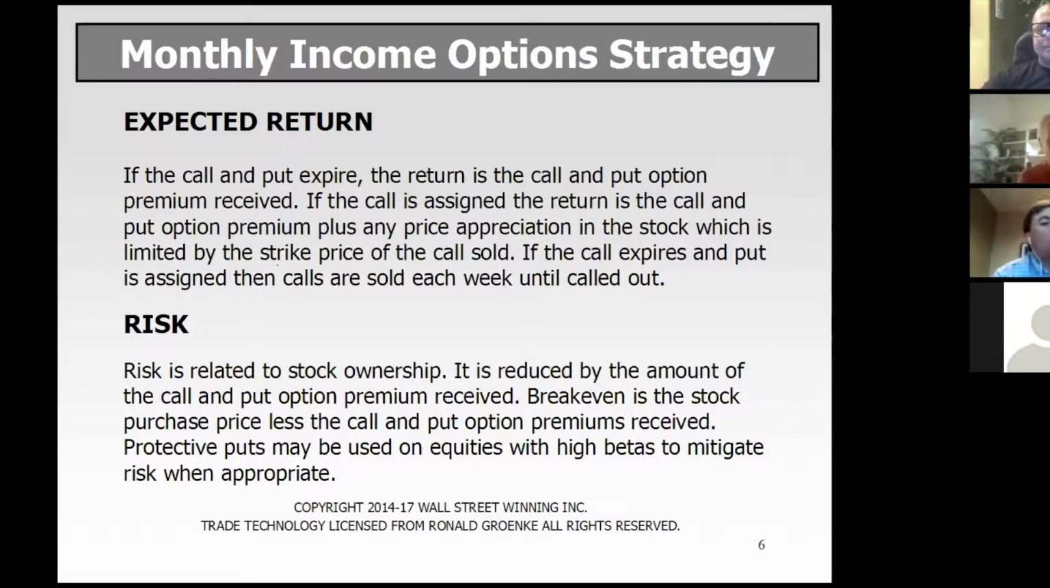So what is the expected return? Basically, if the call and put expire, it's the premium we got for the call and put. And if the call is assigned, the return is the call and put premium plus any price appreciation. So we get opportunity in some cases to also have some appreciation.